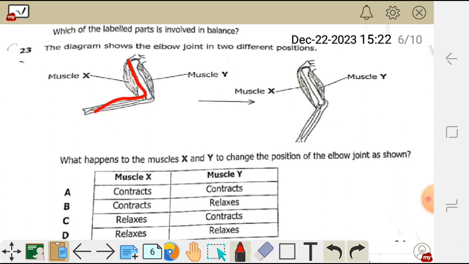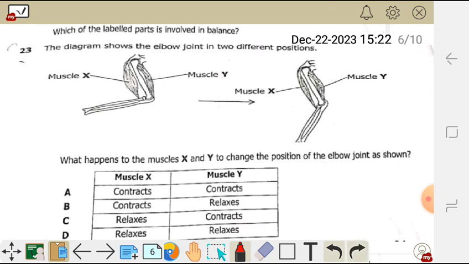In this position here, the triceps is contracted to pull this hand in that direction. This muscle should contract, and then this Y should relax. To move from there to here, muscle Y should now contract to pull this hand in that direction. Then this muscle X should relax. So muscle X should relax, then muscle Y should contract. So the correct answer is C.